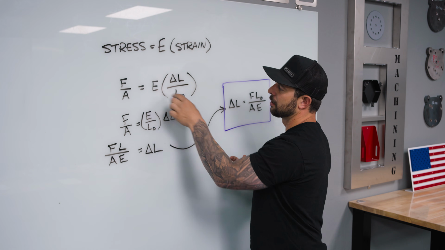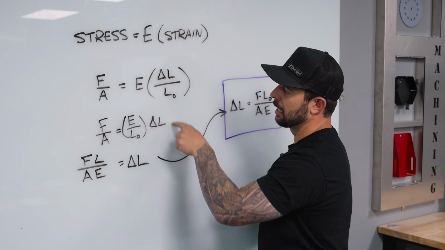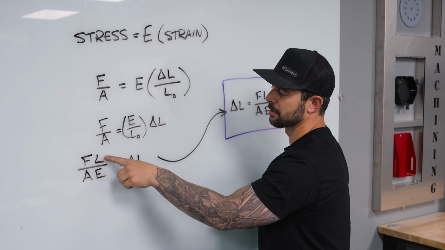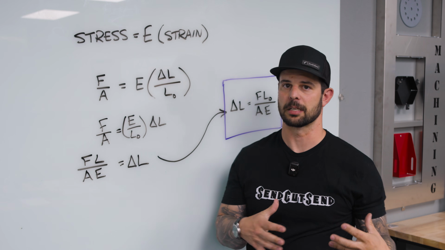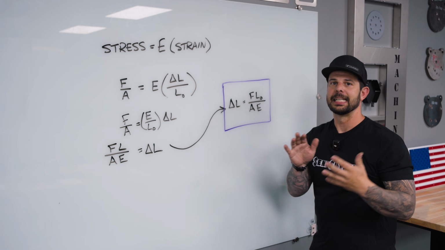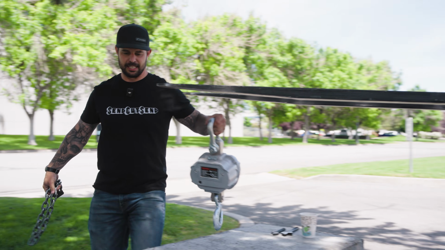So if we take this side of the equation, we multiply it across, we have to flip it, right? We're going to end up seeing this equation pop out of it here. So we're going to have a force times the length over the area times the elastic modulus. If we rearrange that equation and flip it back around, we now have an accurate representation of how to calculate the change in length.